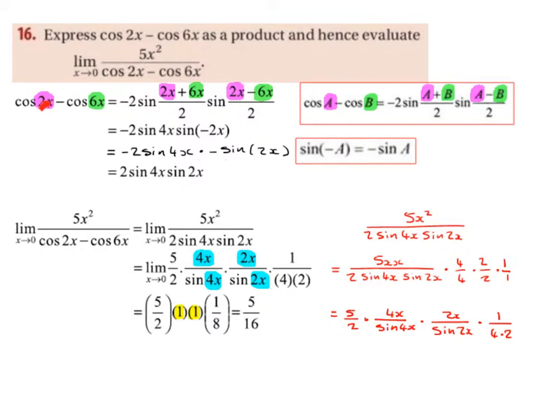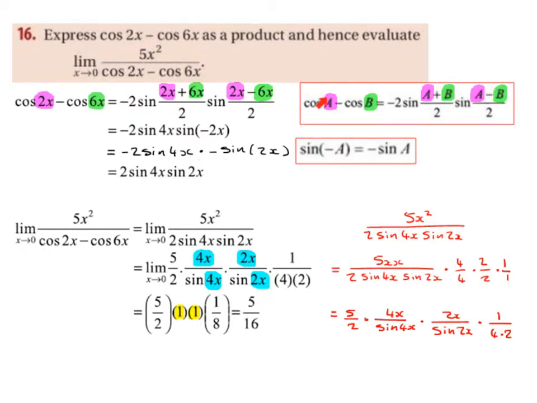So cos 2x minus cos 6x is going to become minus 2 sine (2x plus 6x) over 2 sine (2x minus 6x) over 2. And we got that from our formula book, which states that cos A minus cos B is equal to minus 2 sine (A plus B) over 2 sine (A minus B) over 2. The reason that this is equal to this is seen in detail in our trigonometry chapter, but for the moment you just have to know how to convert one to the other.